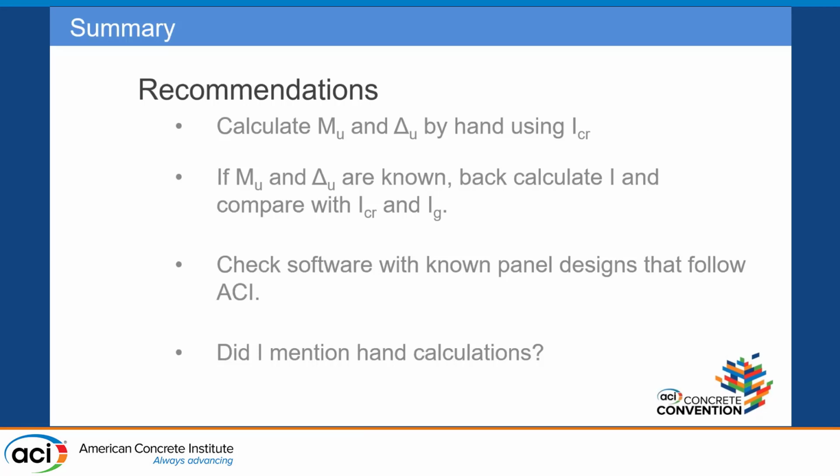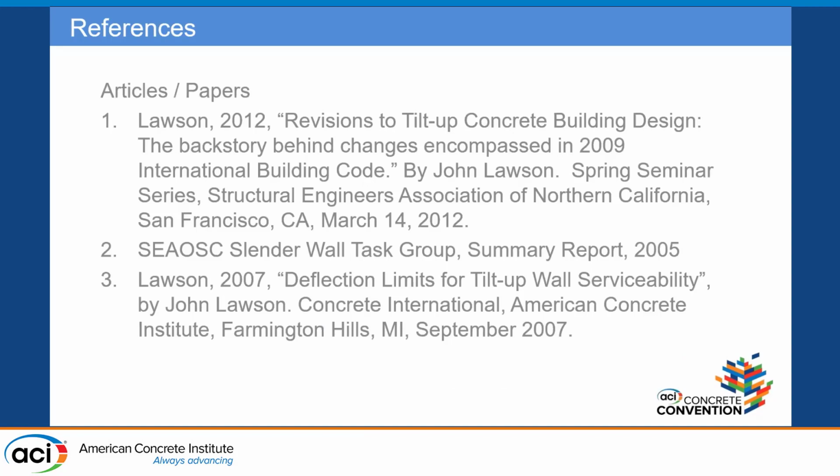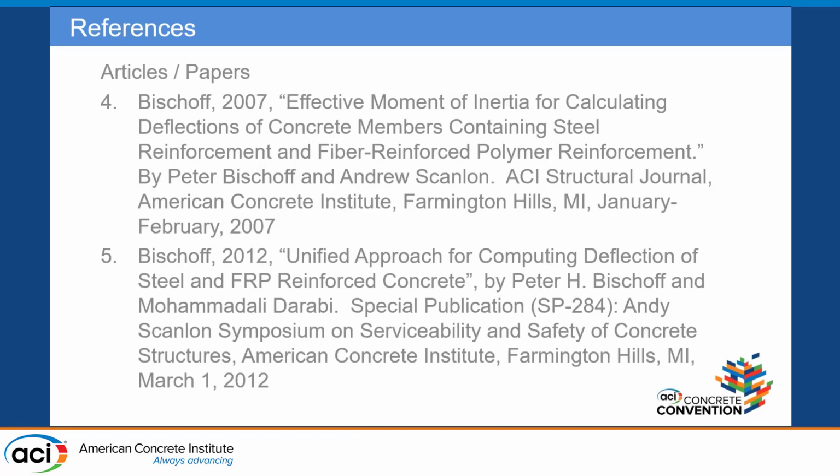If you know the values that they're using, you can back calculate an I and compare it to Icr or Igross and see what you're getting and see what it's doing. Check the software with known panel designs that follow ACI. So, yeah, calculation. The slides have some of the reference material. The TCA book is also another good resource for engineering tilt-up designs. There's some references in here.